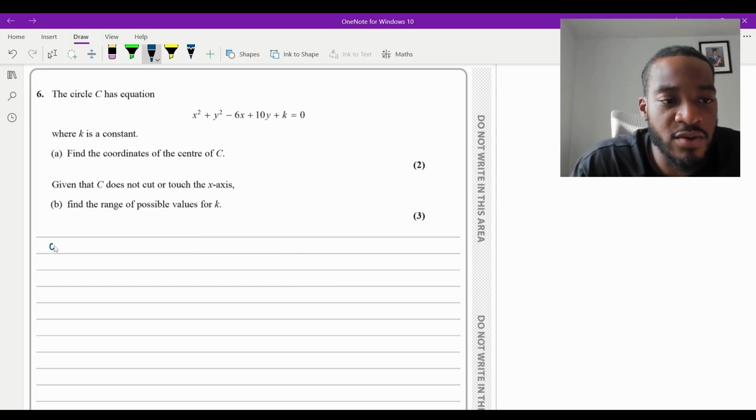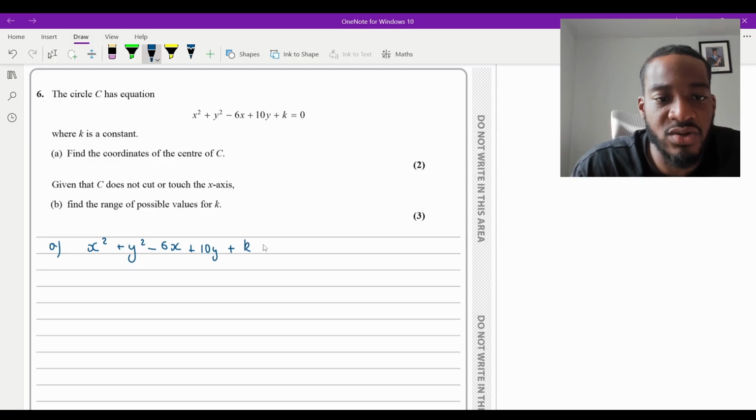So for part A here, I'm going to write this out again. x squared plus y squared minus 6x plus 10y plus k is equal to 0. I'm going to complete the square. So firstly, I'm going to bring the x's and the y's together: x squared minus 6x, and then plus y squared plus 10y, and then plus k is equal to 0.